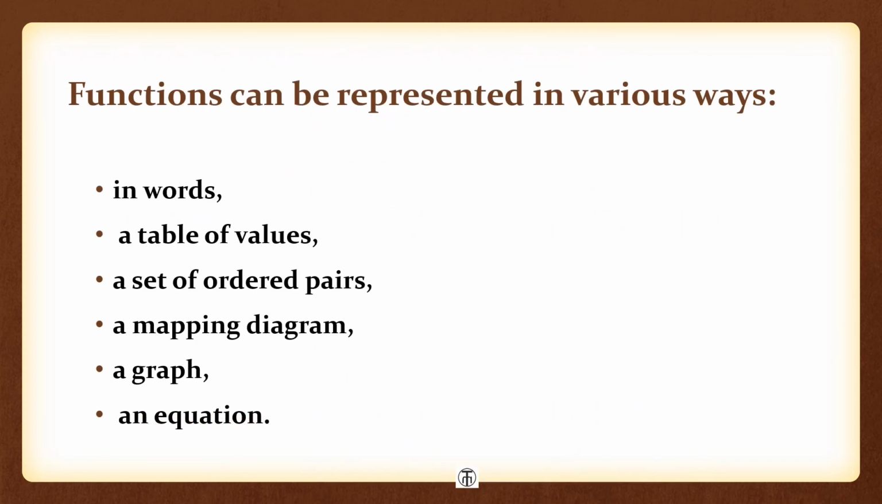So we have studied that a function can be represented in different ways: in words, in tabular form, as ordered pairs when we define a relation, a mapping diagram or an arrow diagram, a graph, which we will study further, and an equation, which can be converted into a graph or table. Then also we can find out whether the given relation is a function or not.